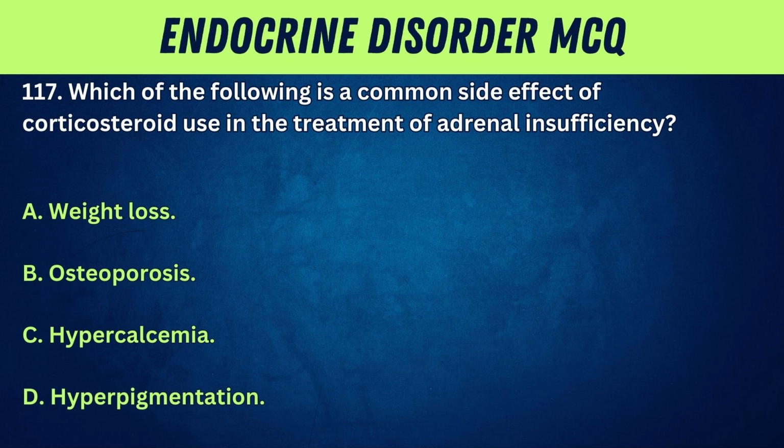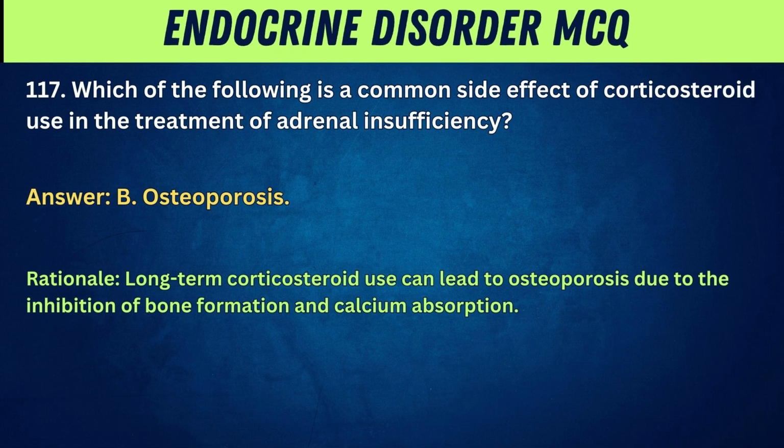117. Which of the following is a common side effect of corticosteroid use in the treatment of adrenal insufficiency? A. Weight loss. B. Osteoporosis. C. Hypercalcemia. D. Hyperpigmentation. Answer: B. Osteoporosis. Rationale: long-term corticosteroid use can lead to osteoporosis due to the inhibition of bone formation and calcium absorption.